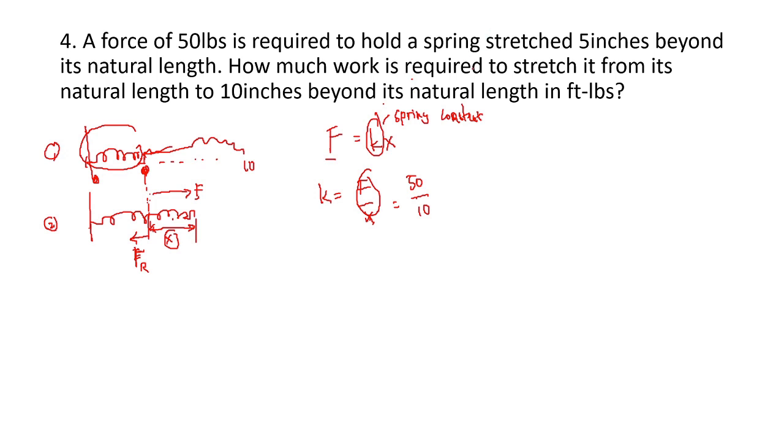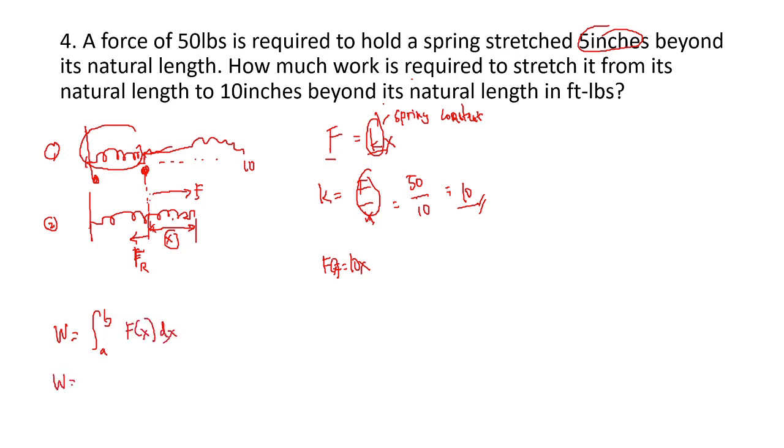So force is 50, our X is 5, so therefore we have 10 as our K. No? So F is equal to, which is 10, so 10x. So force in terms of X is equal to 10x. Now we can find the work done with this problem, in which the work is equal to, from A to B, f of x dx.